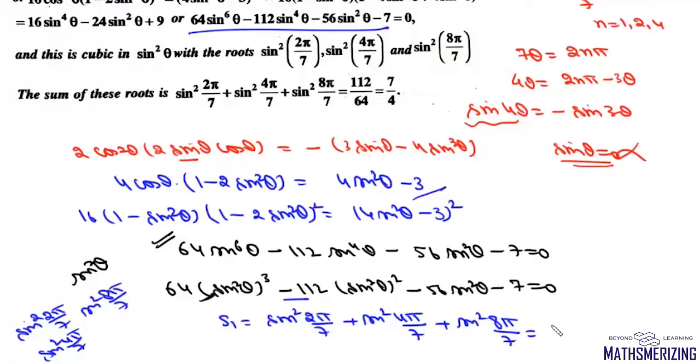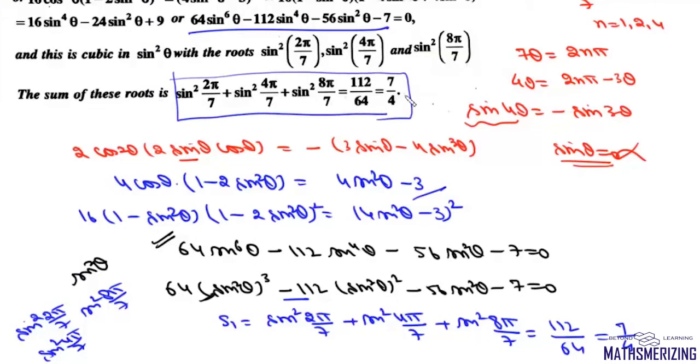So it will be minus minus 112 divided by 64, which is 7 by 4. So the sum of the series sine square 2 pi by 7 plus sine square 4 pi by 7 plus sine square 8 pi by 7 is 7 by 4. So this is another method to work out the sum of a trigonometric series.